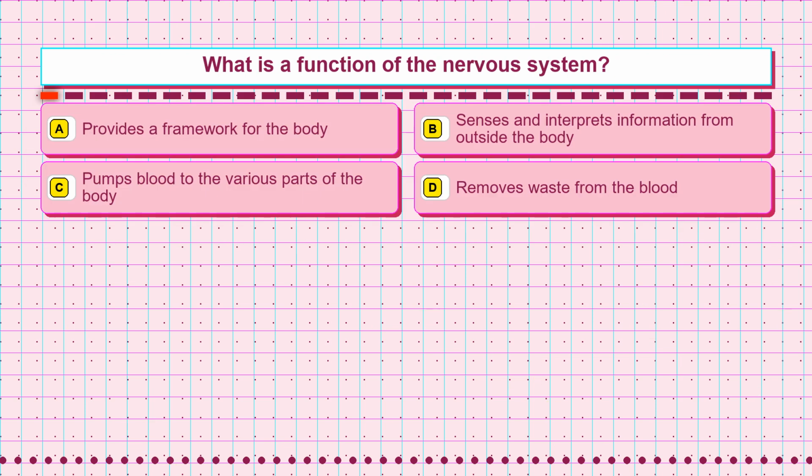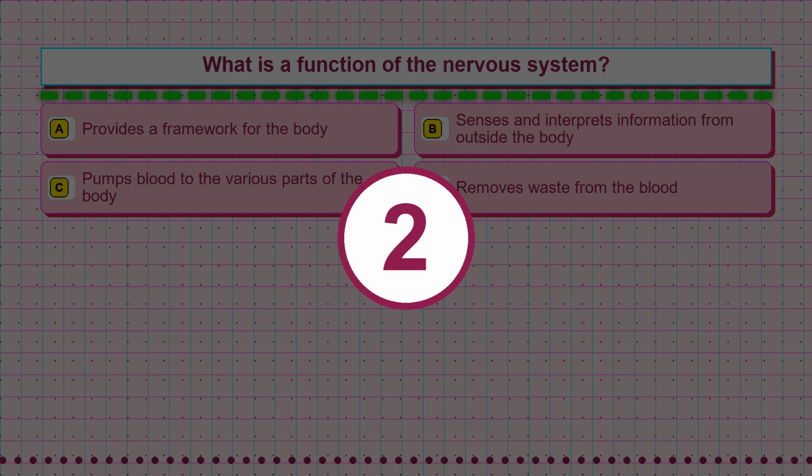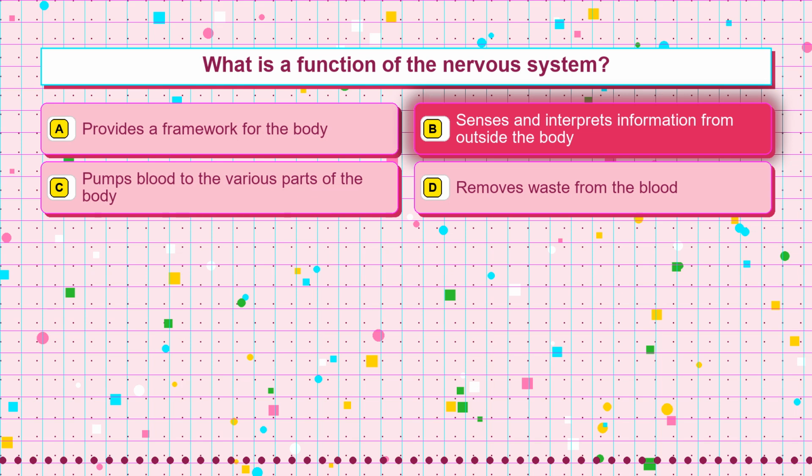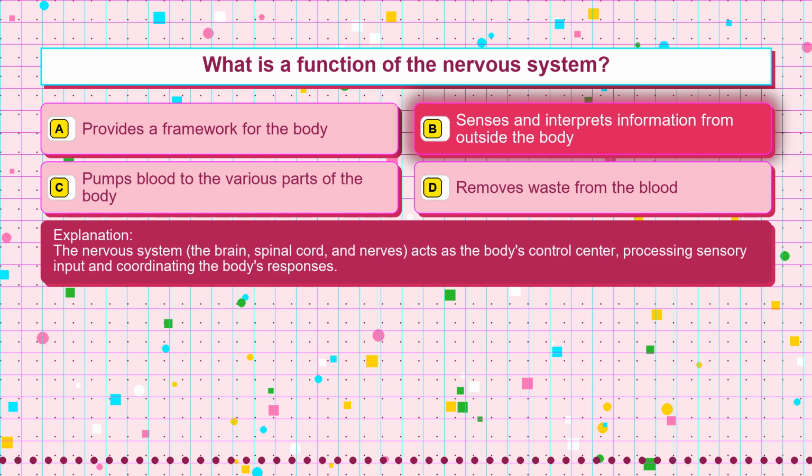Question 58. What is a function of the nervous system? Option A, provides a framework for the body. Option B, senses and interprets information from outside the body. Option C, pumps blood to the various parts of the body. Option D, removes waste from the blood. The correct answer is option B, senses and interprets information from outside the body. The nervous system, the brain, spinal cord, and nerves, acts as the body's control center, processing sensory input and coordinating the body's responses.